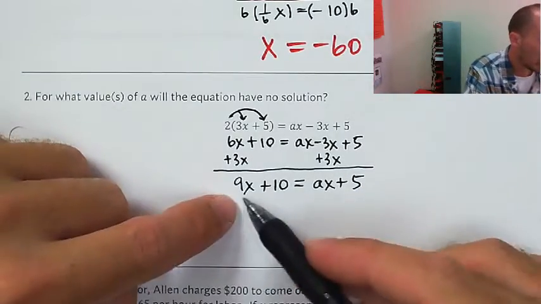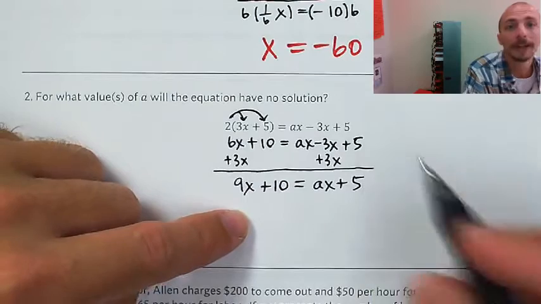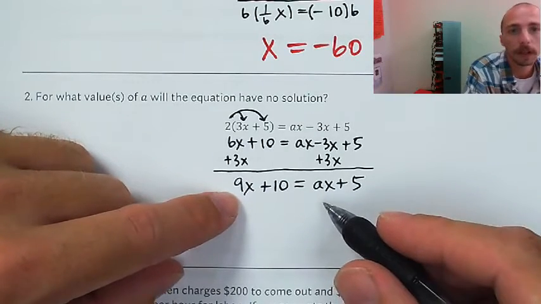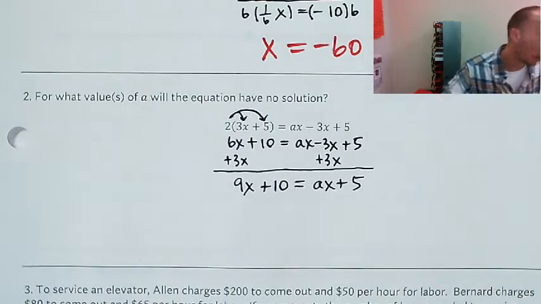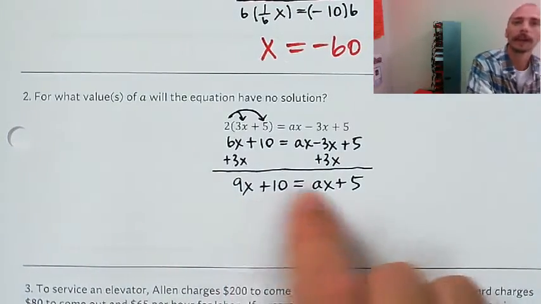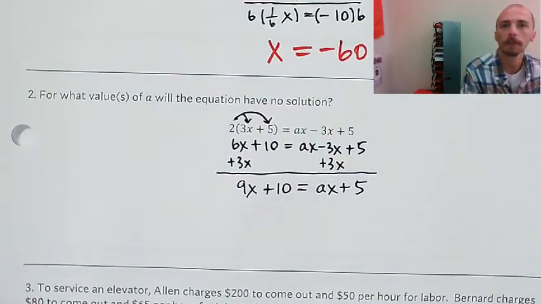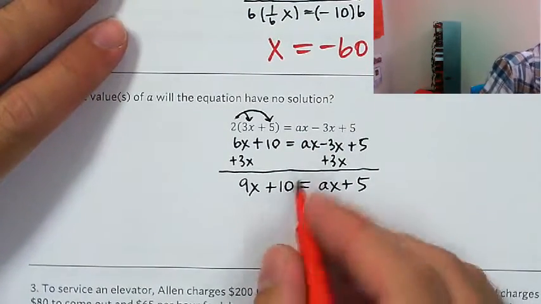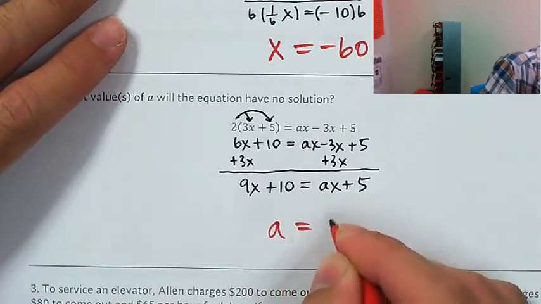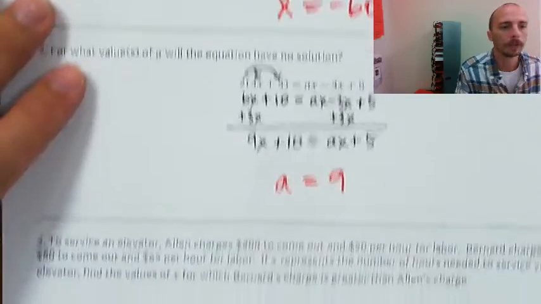And now if I had 9x plus 10 equals 9x plus 5, I know that would come back no solution because I'd subtract 9x from both sides and be, oh, 10 equals 5. That's not true. Okay, so now I know that a has to be that 9 because they have to match up, right? The number of x's has to be the same, but the numbers have to be different for that no solution. Okay, so I'm going to say that a needs to equal 9.